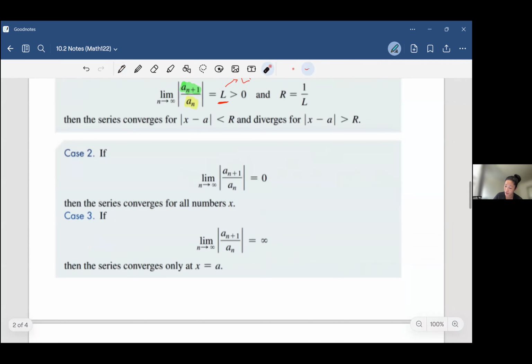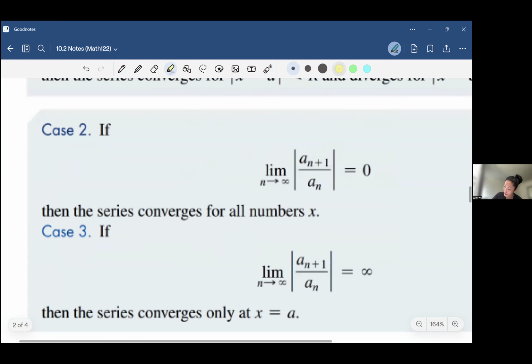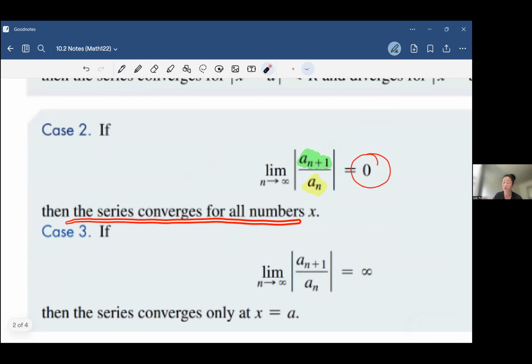Now, if we compare our coefficients, we take our a sub n plus 1, we compare it to our a sub n, and at the end, we get 0. Okay, so maybe the degree on the bottom is bigger than the degree on the top, okay? Then it's going to turn out that the series converges for all numbers x, all the time, okay?